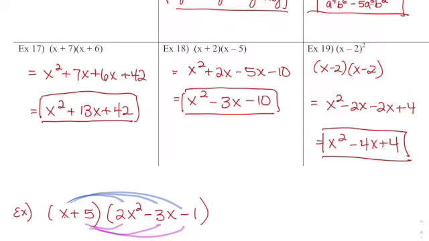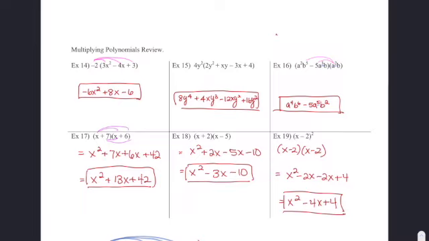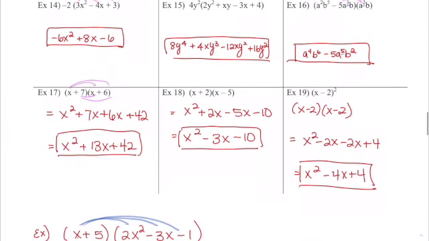Here's the answer for examples 17, 18, and 19. You understand you have to distribute them so you can get all the terms, and I do it just the same way I do it with the 3 terms. The same method for 17, 18, 19 can be done the same as number 20. That concludes the notes for introduction to polynomials, and thank you so much for watching.